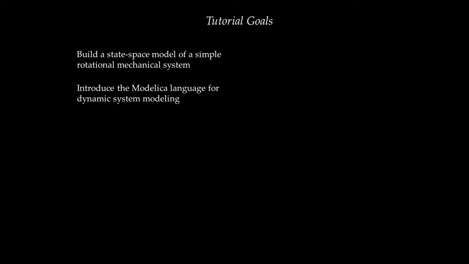These are two fairly distinct goals, but I've rolled them into a single tutorial to sort of kill two birds with one stone. So I'm going to start by talking about the first goal. I want to build a state space model of a very simple rotational mechanical system. The system that I'm interested in here is essentially a pendulum. I'm going to look at a foundation that is fixed here, and attached to this foundation is a pendulum of mass m and length l, and the pendulum is acted upon by an external torque.